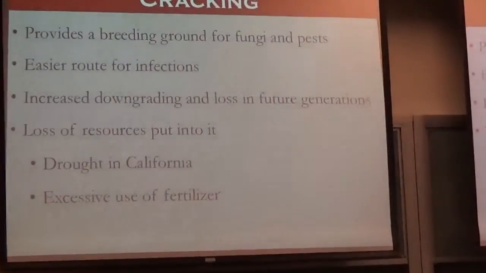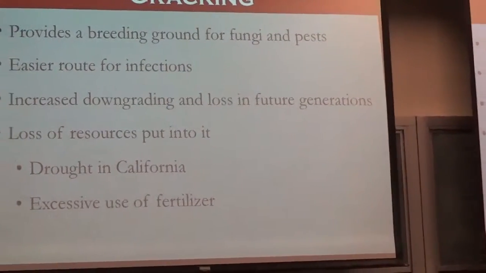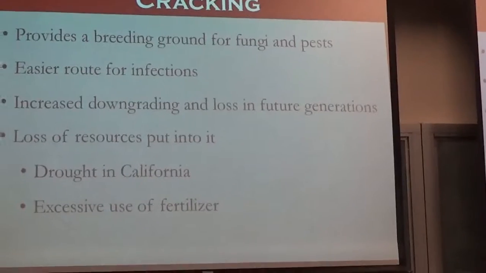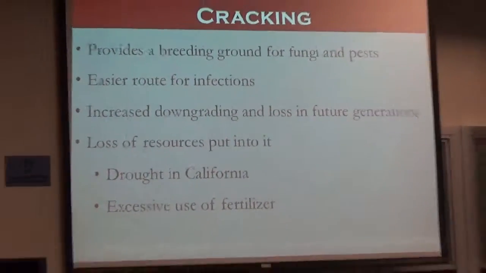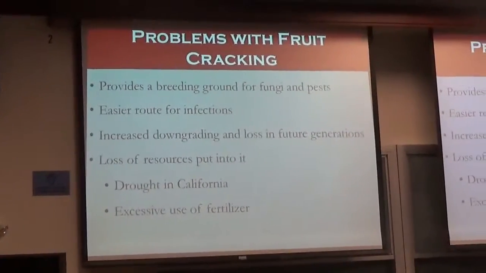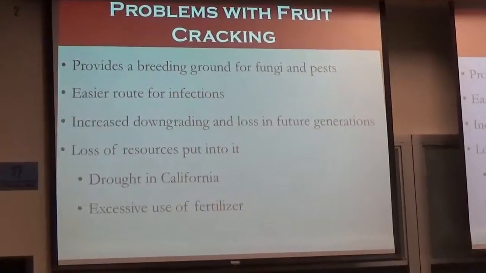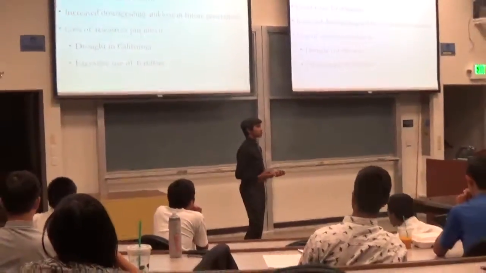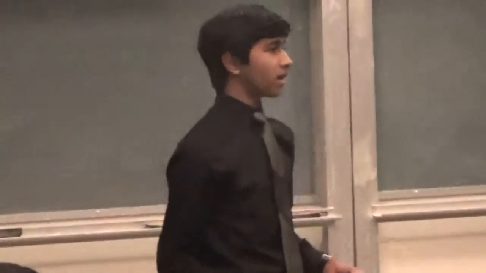And fruit cracking is a major problem because of these problems listed. For example, it could be a breeding ground for fungi and pests. It could be a breeding ground for viral infections. It can also cause losses in future generations and a loss of resources put into it. This is exacerbated in areas like California, for example, where there's a drought. With the amount of water put into it and eventually lost because of the problem of fruit cracking, this exacerbates the problem that already exists.